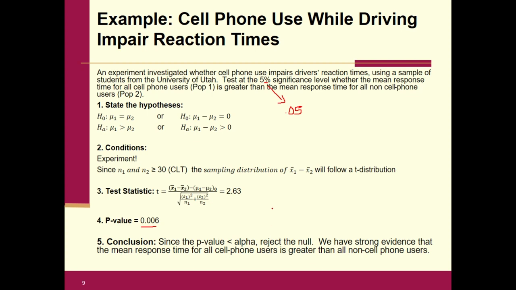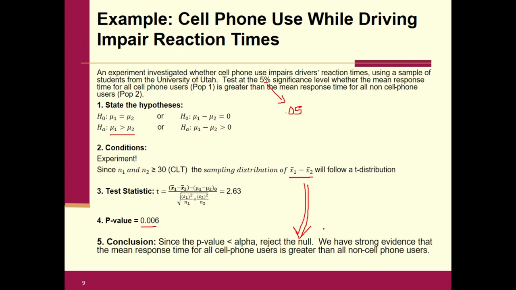All right. It looked like there was a big enough difference between x bar 1 and x bar 2 that we could now apply it to what? The entire populations, that there's a difference in the entire populations. So what we are saying is that because the difference between x bar 1 and x bar 2 was far enough apart, based upon standard errors, number of standard errors away, that mu1 is greater than mu2, and that's all we're stating here. We have strong evidence that the mean response time for all cell phone users, mu1, is greater than mu2.